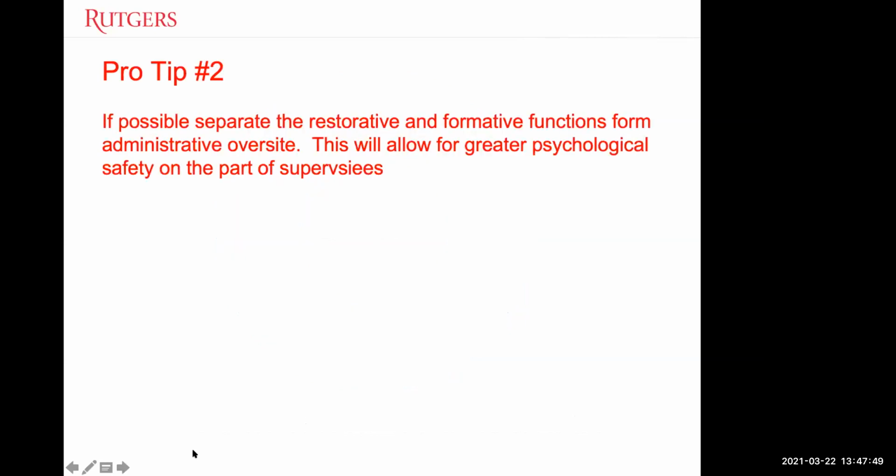So here's pro tip number 2. Well, I was right, it was a pro tip. If you can separate the restorative and normative functions, in other words, if you can separate the support function from the accountability function to some degree, that could be really helpful. I apologize for the typo.